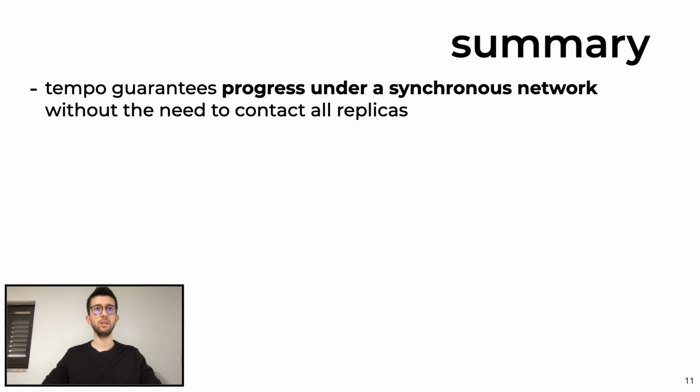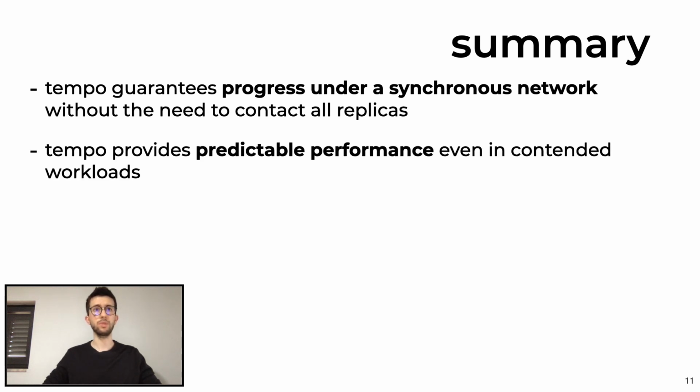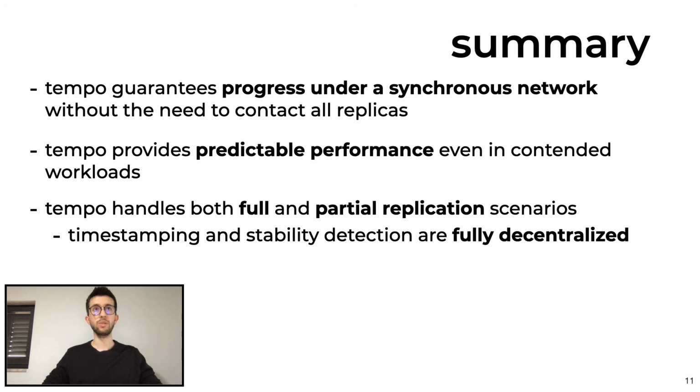So, in summary, Tempo guarantees progress under a synchronous network without the need to contact all replicas, which was not the case in previous leaderless protocols. Tempo also provides predictable performance even in contended workloads. And finally, Tempo supports both full and partial replication scenarios, and in both, its timestamping and stability detection mechanisms are fully decentralized.